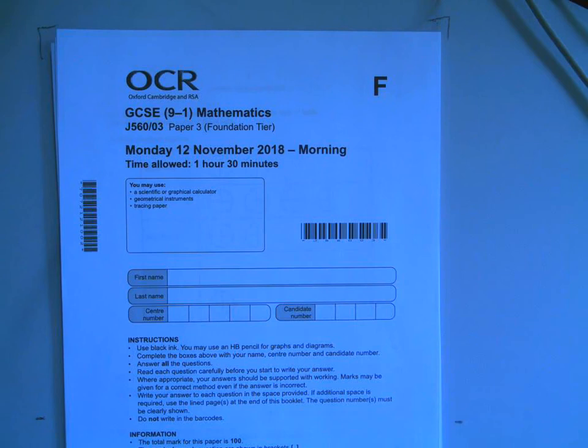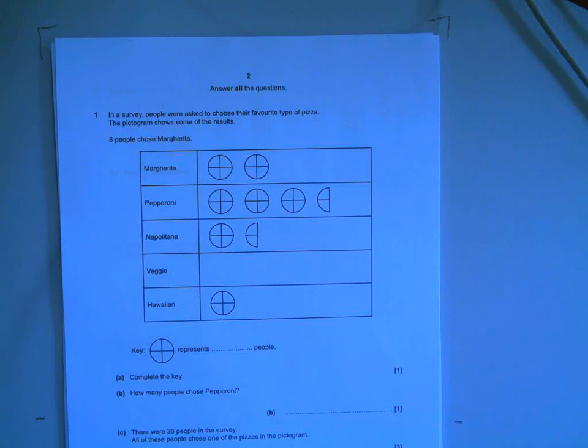Right, number one. In a survey, people are asked to choose their favourite types of pizza. The pictogram shows some of the results. 8 people chose margherita. Complete the key. So, nice and easy to begin with. Complete the key. So, 2 whole pizzas worth 8. So straight away, we know it's 4 people. Okay?